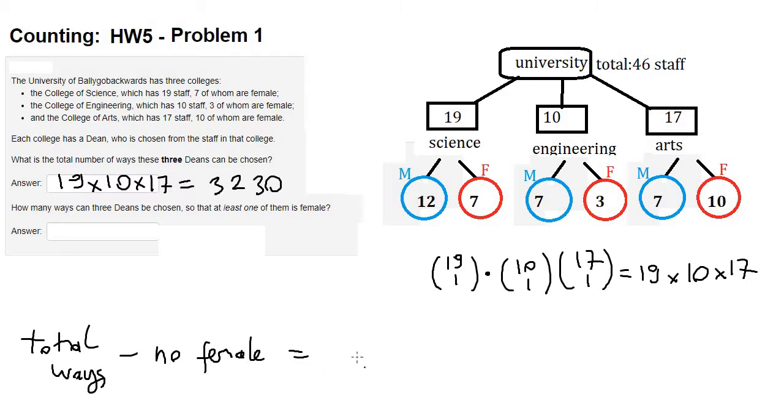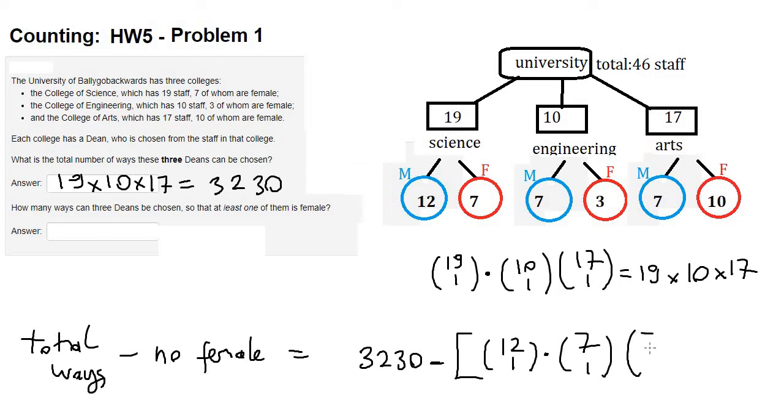Here, total number 3,230 minus, we are going to pick no female. So picking no female from the Science College means 12 choose 1, times picking no female from here means 7 choose 1, because we're picking only male here. Likewise, 7 choose 1 will give us the answer. So this is going to be the answer.